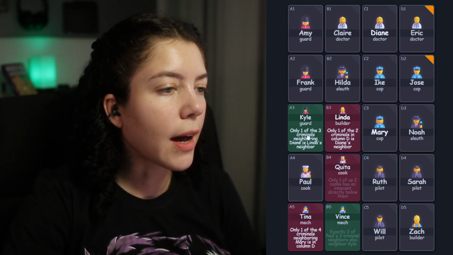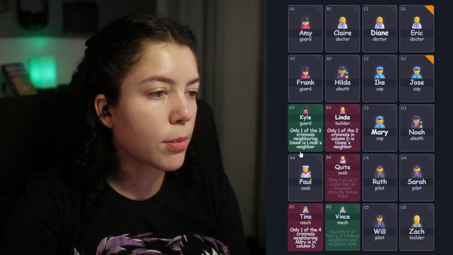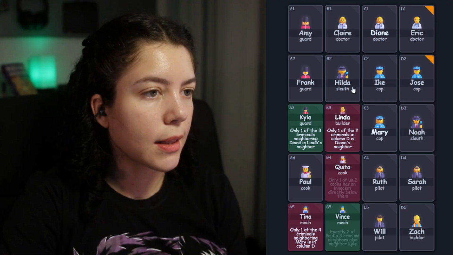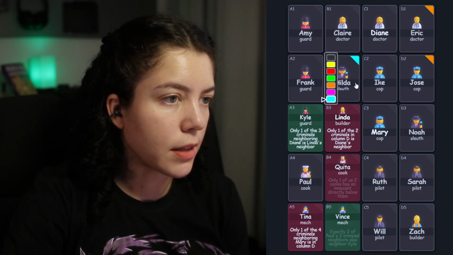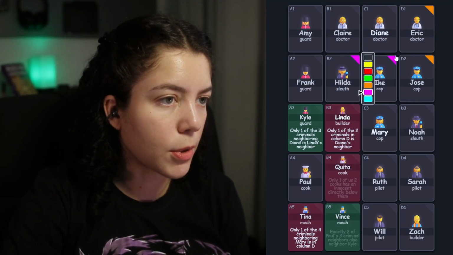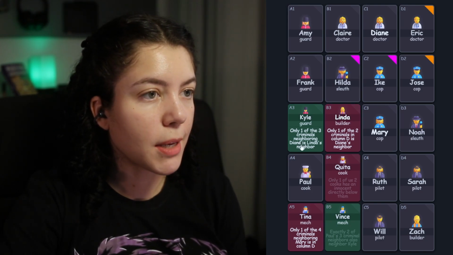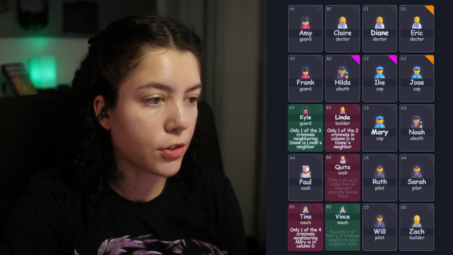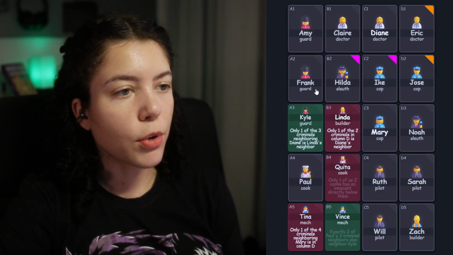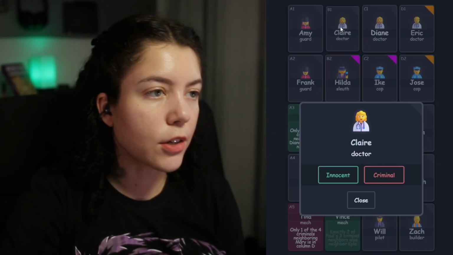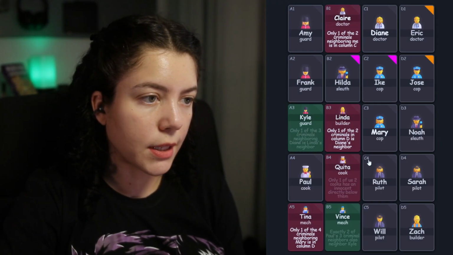Kyle says only one of the 3 criminals neighboring Diane is Linda's neighbor. So Diane and Linda share 2 people as neighbors. Only one of them is a criminal, the other one is an innocent. And we know that Diane has 3 people who are criminals neighboring her, just like Paul. And 2 of them we already know about. One of them is here in column D, the other one is in row 2, so Claire has to be the third. We don't need Kyle's clue anymore.